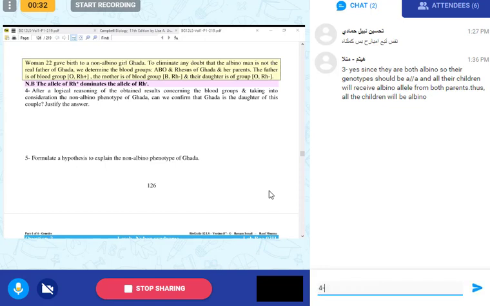So let's start one by one. We will say the father's blood group is O positive, right? So yes, his genotype could be what? Could be OO plus plus or OO plus minus.